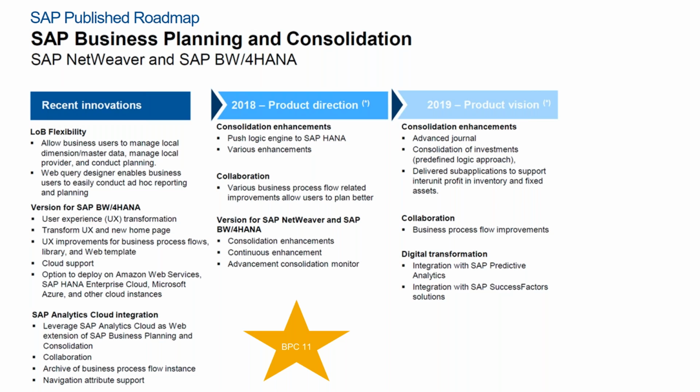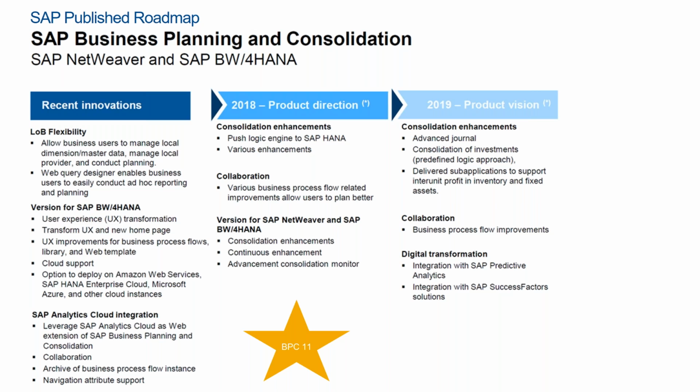In 2018, this is their published roadmap. SAP is going to be focused on consolidation enhancements, especially for large enterprise companies, pushing some of the logic engine down to SAP HANA, continuing to update and invest in their collaboration. In SAP Analytics Cloud, there's some pretty cool and neat collaboration functionality. So I'm hoping some of that will get converted over to BPC as well.